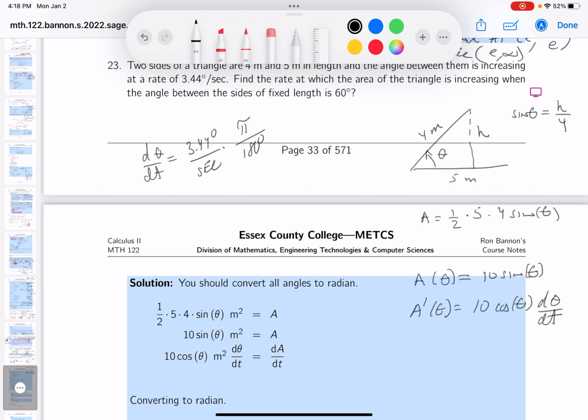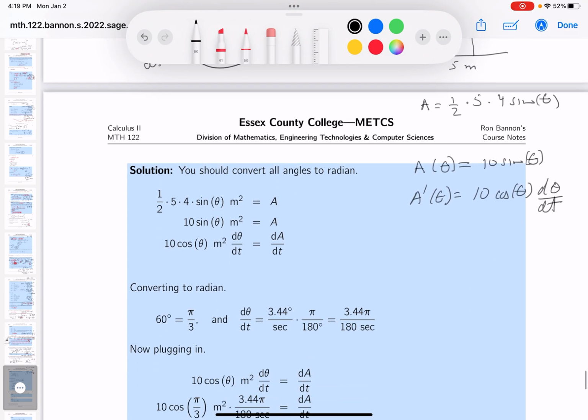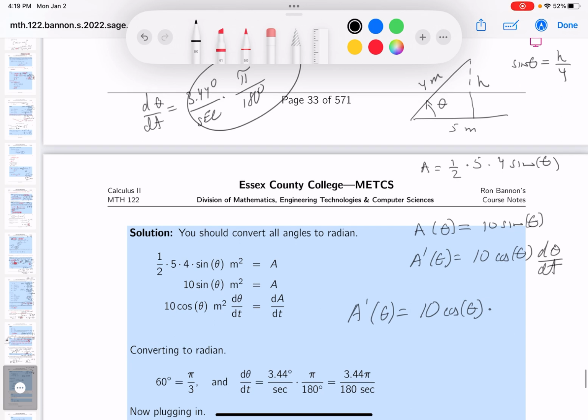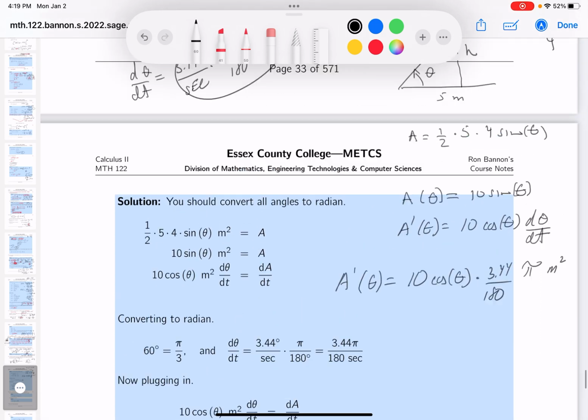And what's d theta dt? We do know that, right? It's right over here. So let's write that down. A prime of theta is going to be 10 cosine of theta times, what was that number? 3.44 times pi over 180. And what's the unit of that going to be? It's going to be meters squared. All right? So, the bottom line, you keep reading it.